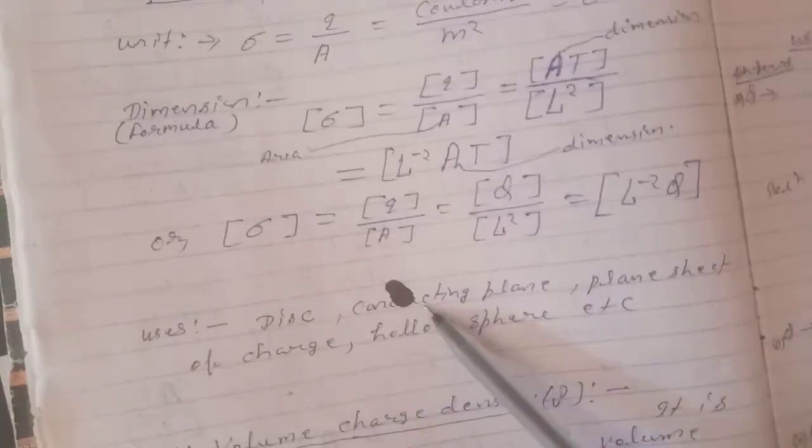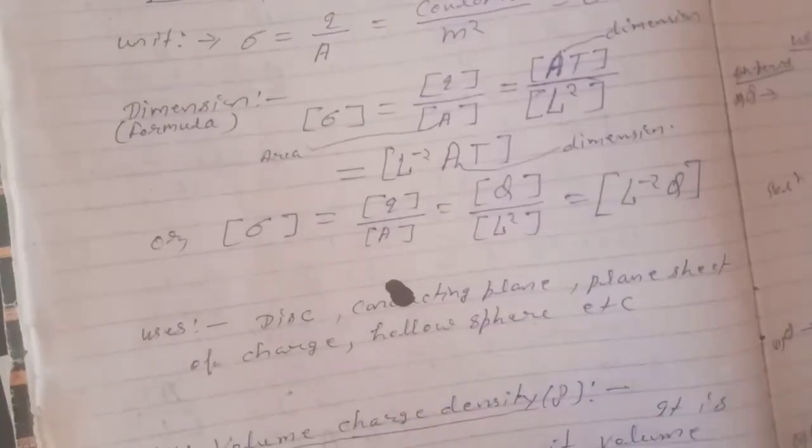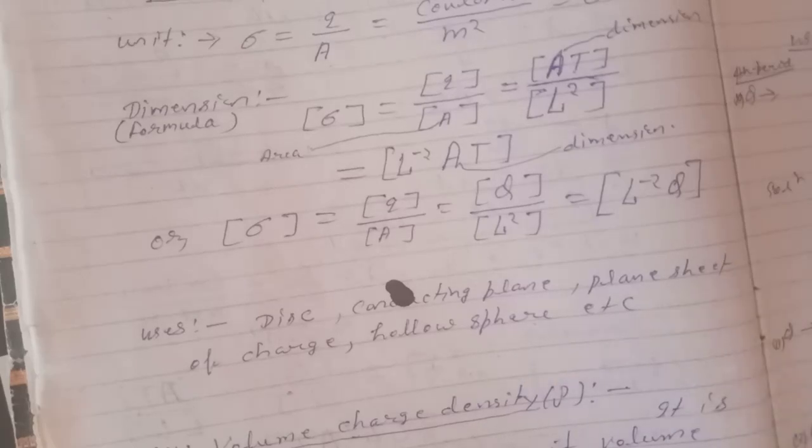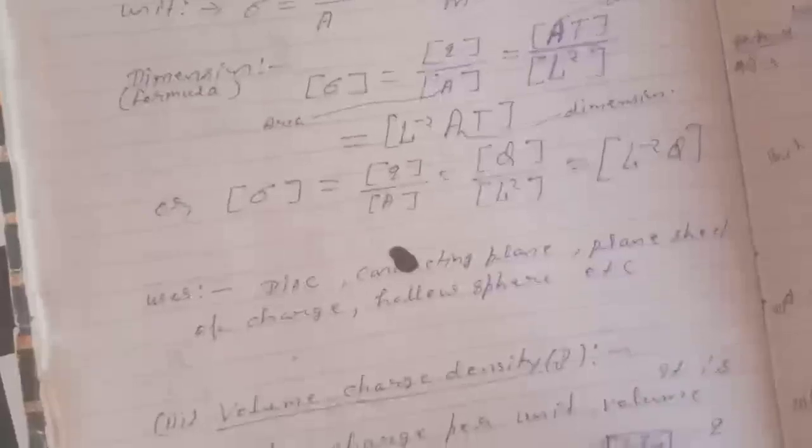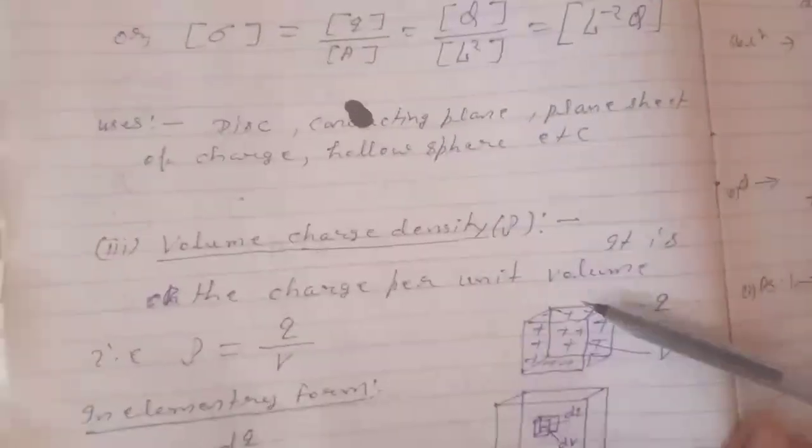It is used in a disk, conducting plane, plane sheet of charge, hollow sphere, etc. At these places the concept of surface charge density is used.